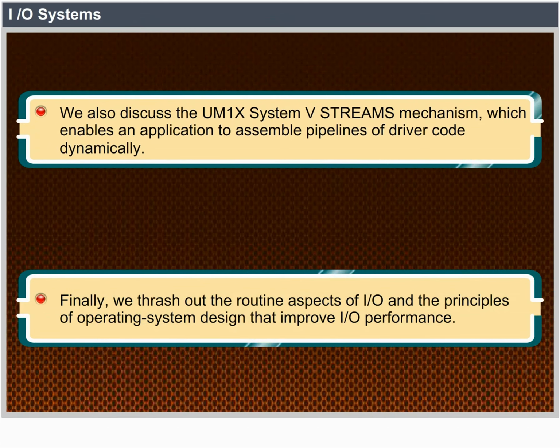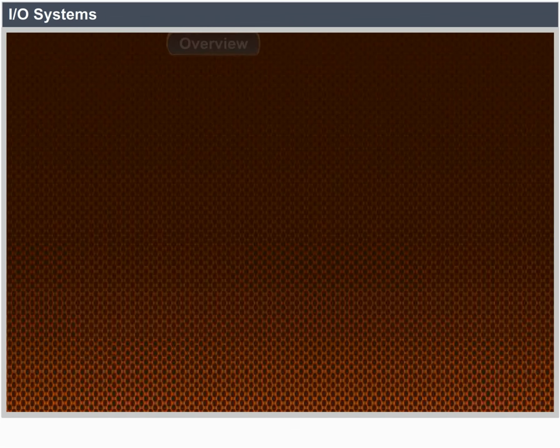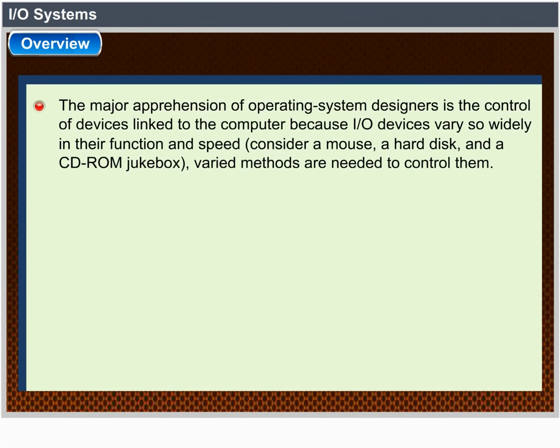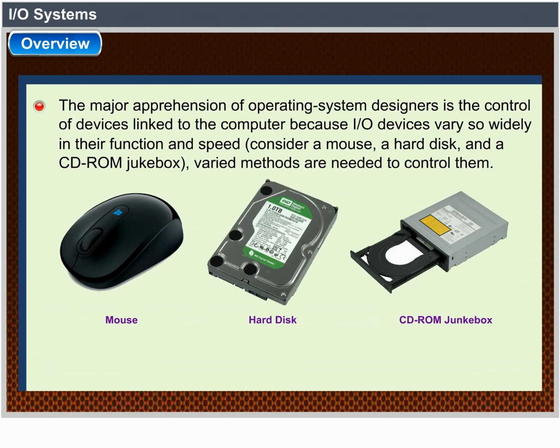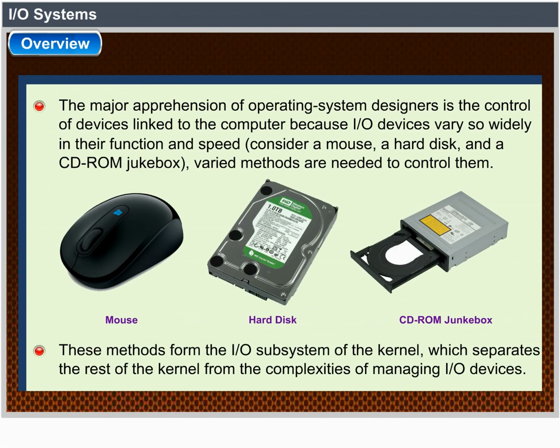Overview. The controller devices connected to the computer is a major concern of operating system designers because input-output devices vary so widely in their function and speed. Consider a mouse, a hard disk, and a CD-ROM jukebox. Varied methods are needed to control them. These methods form the input-output subsystem of the kernel, which separates the rest of the kernel from the complexities of managing input-output devices.